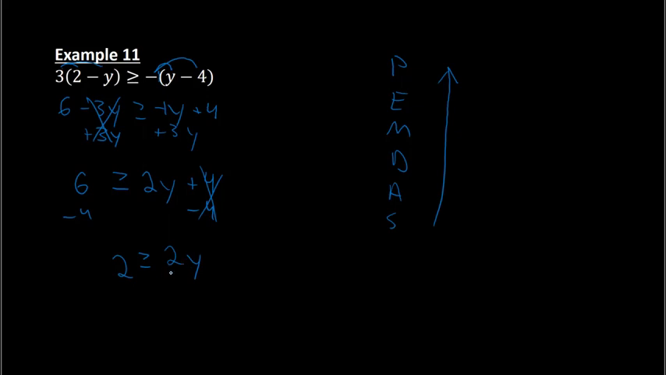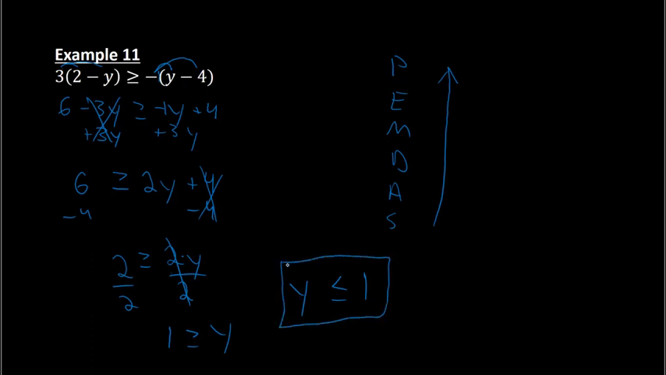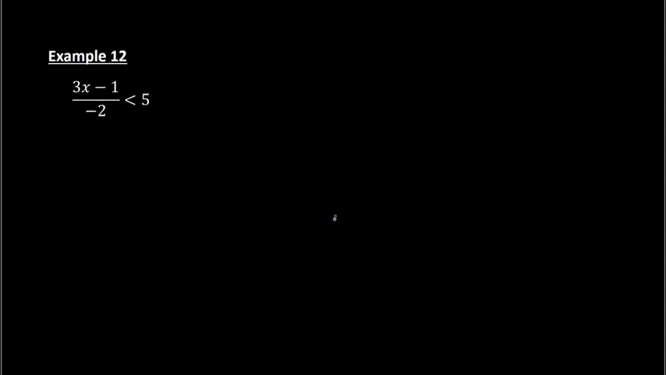And now to get rid of the 2 with the y, this is 2 times y. So I do the opposite of multiplication, which is division. So I divide both sides by 2. I have y on the right, and then I have 2 over 2, which is 1 on the left. So here I have 1 is greater than or equal to y, and usually you put the y first. So the y first, the 1 second, and the sign needs to be facing the 1. So y is less than or equal to 1.